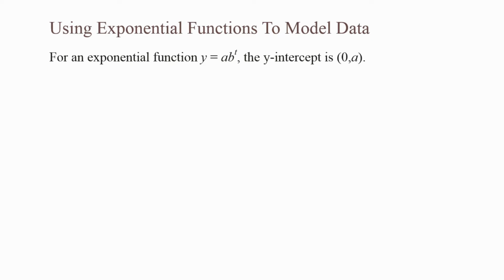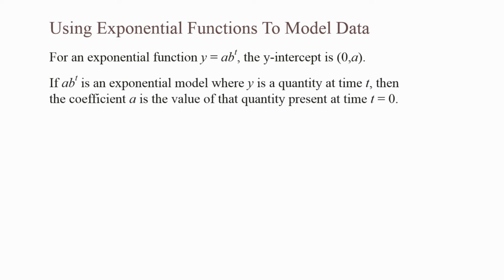Using exponential functions to model data. For an exponential function y equals ab to the t power, the y-intercept is (0, a). If ab to the t power is an exponential model where y is the quantity at time t, then the coefficient a is the value of that quantity present at time t equals 0.